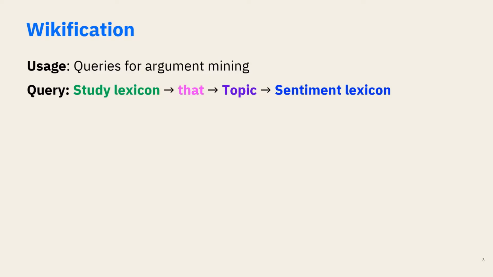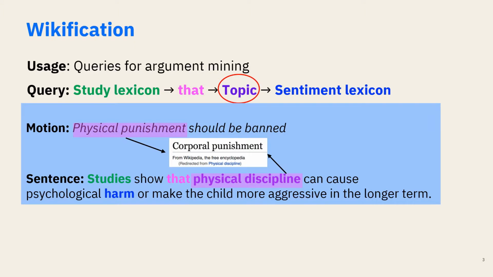The main motivation for developing a wikification tool comes from argument mining. All queries of the argument mining component contain the topic as one of their elements. However, a topic can be expressed in multiple ways, as can be seen in the following example. Physical punishment and physical discipline are different ways to express the concept corporal punishment. Wikification maps all these different lexical forms onto the same Wikipedia concept.